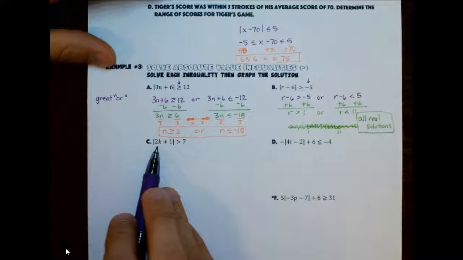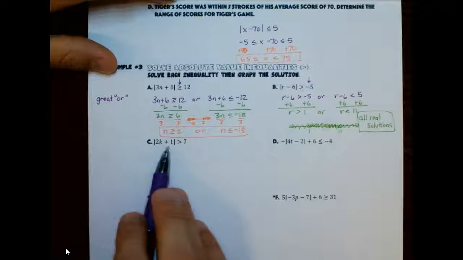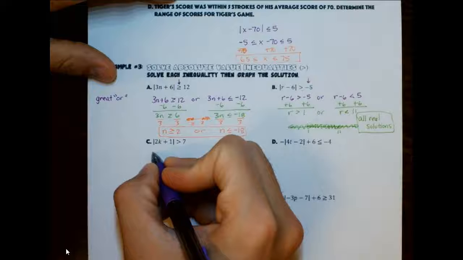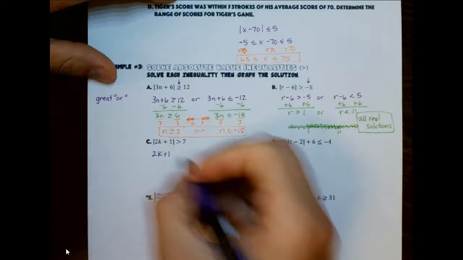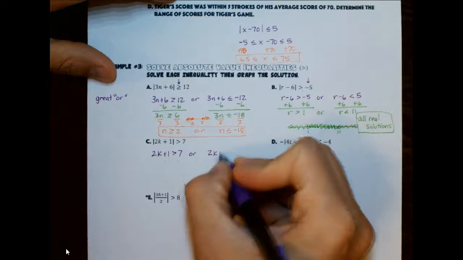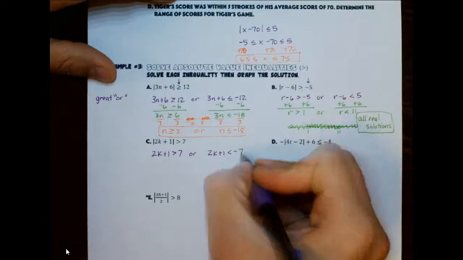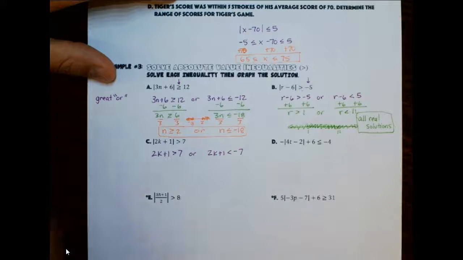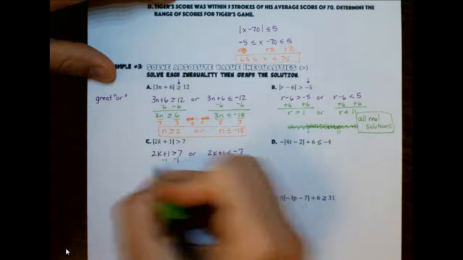In C, the absolute value bar is by itself, so I'm going to take what I see inside of the absolute value greater than 7, or what I see inside the absolute value bar less than negative 7. Solve each one individually. Subtract 1 from both sides.